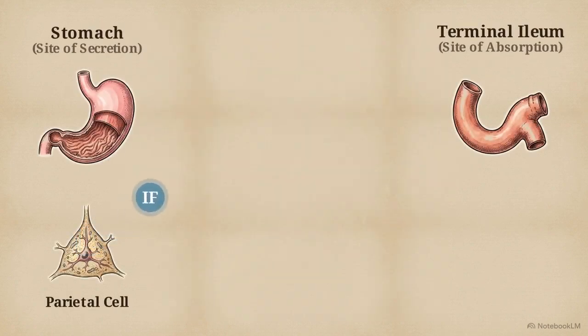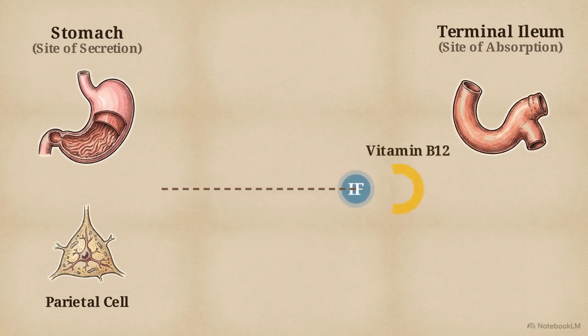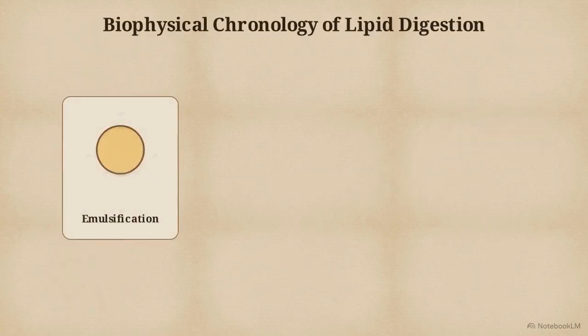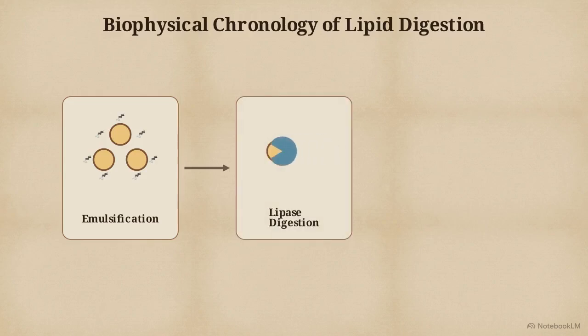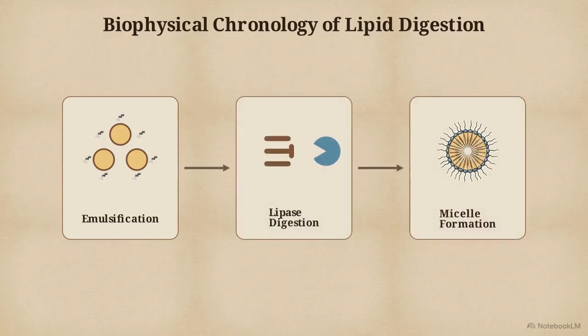Intrinsic factor is secreted by parietal cells in the stomach, but its actual physiological action, vitamin B12 absorption, only occurs in the terminal ileum. Trap 4, biophysical chronology. Bile salt emulsification must occur before lipase digestion, and micelle formation only occurs after lipase has done its work.